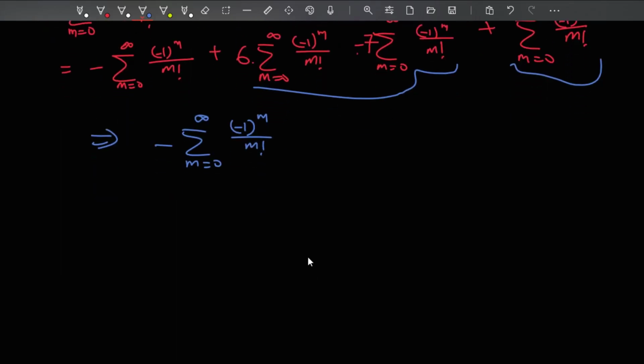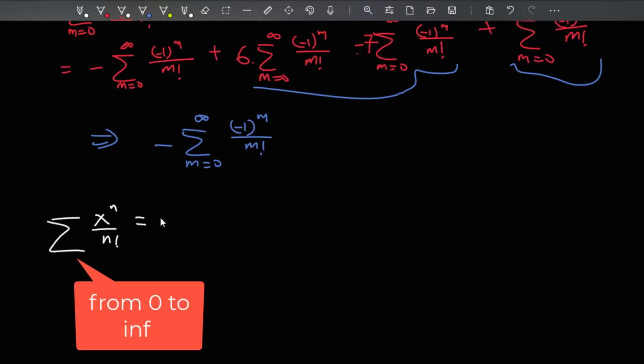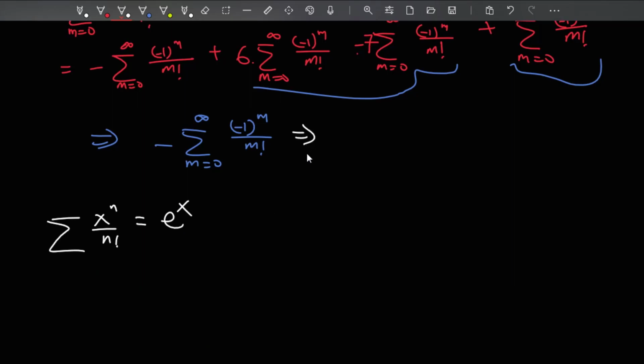And of course, by definition, we know that the summation of x to the power n over n! is the exponential of x. So this right here is going to be the exponential of negative 1, with this negative here, which is negative 1 over e, and that's our answer.